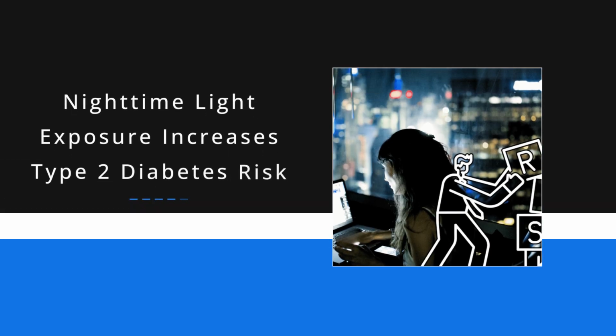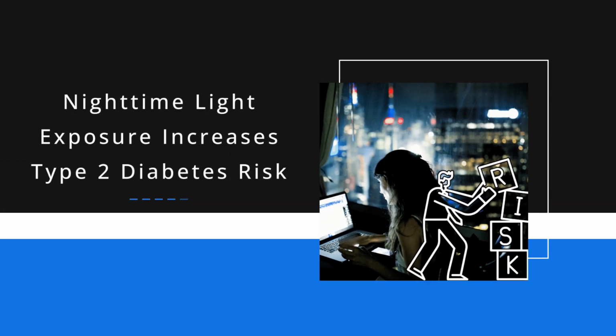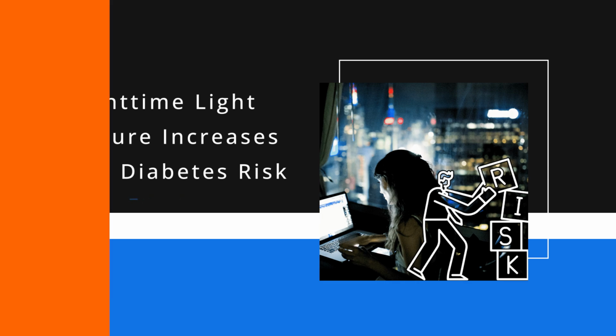Exposure to bright light at night can raise type 2 diabetes risk by up to 67% due to circadian rhythm disruptions affecting insulin and blood sugar levels. Read that story at edisonreport.com.